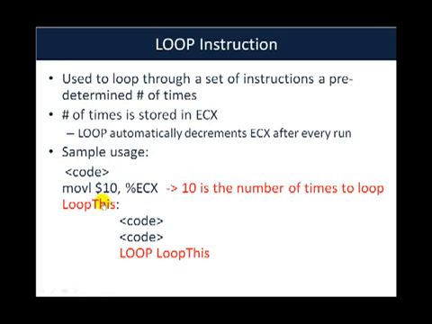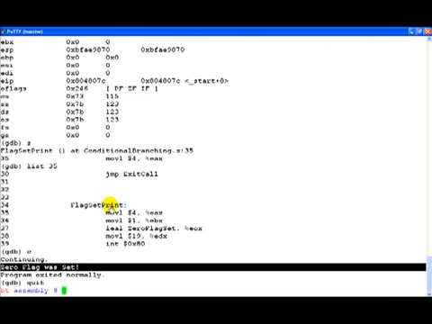Then you go ahead, add a label at the beginning of the instruction through which you want to loop, and then go ahead, write that set of instructions which you want to loop over and over again, and then finally call the loop instruction, giving it the label of the starting point of that entire instruction set. So it's very simple. Let's go back and look at the code as to how we can do it.